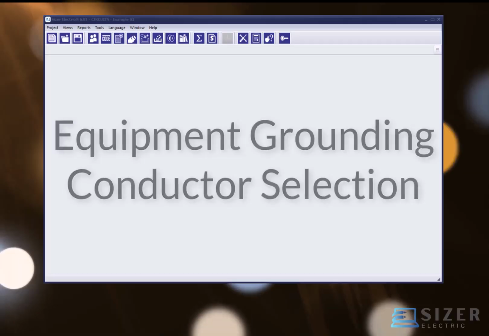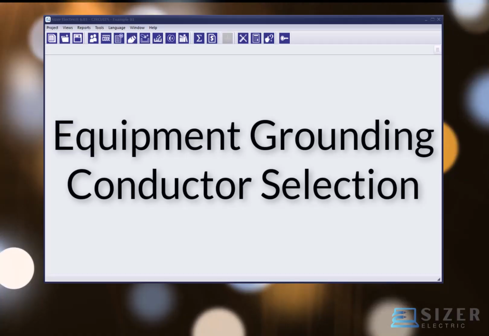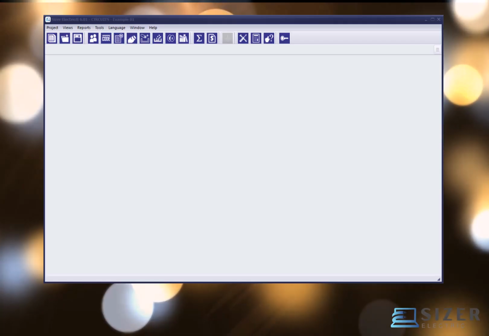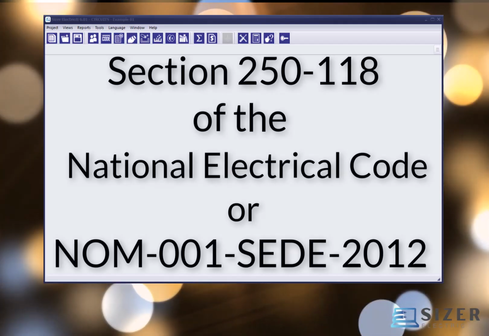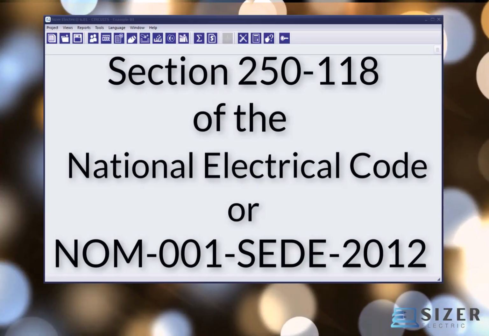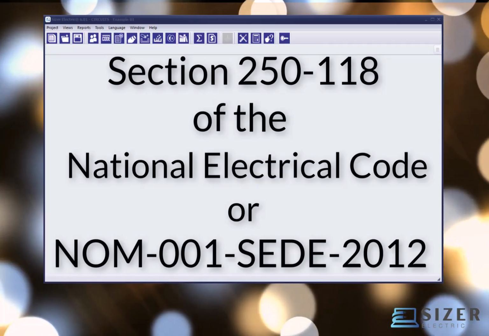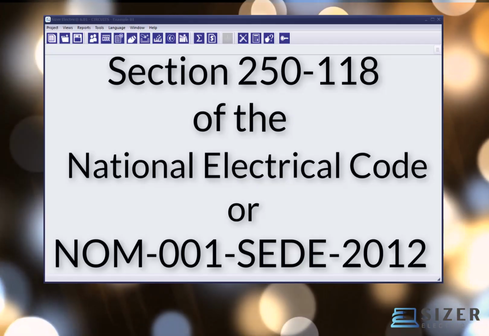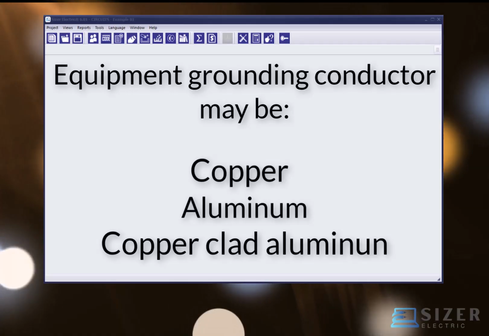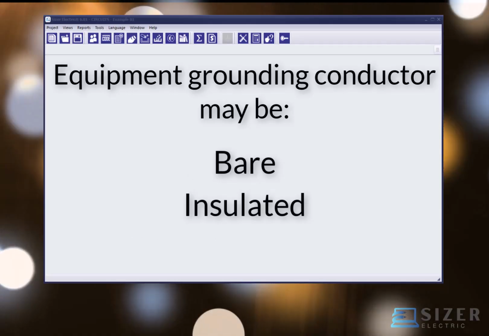In this video, we will present the steps required to select the equipment grounding conductor using the Sizer electric software. Section 250.118 of the NEC, or the Mexican Official Standard NOM 001 Std 2012, hereinafter referred to simply as the code, states that the equipment grounding conductor may be made of copper, aluminum, or copper-clad aluminum, whether bare or insulated.